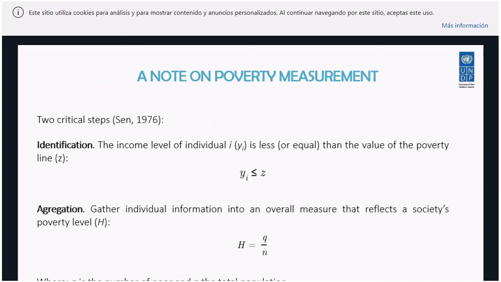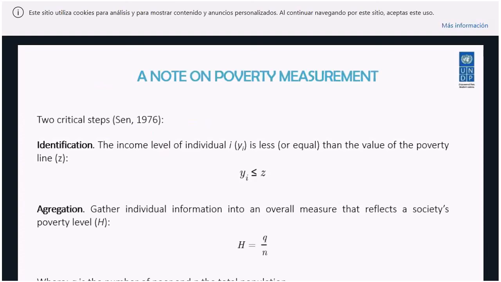So let's keep it simple and say that an individual is poor if his or her income is below or equal to the value of the poverty line, right? And if the individual income is above the value of the poverty line, then this individual is non-poor. So as basic as it sounds, that is the individual assessment of poverty. And the same applies to other dimensions.